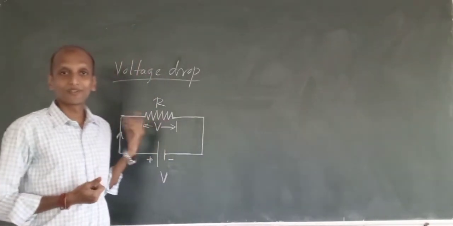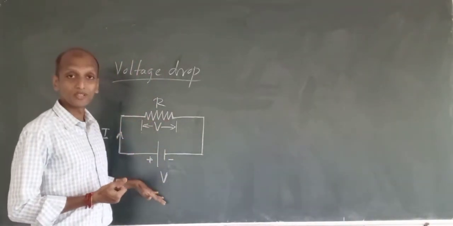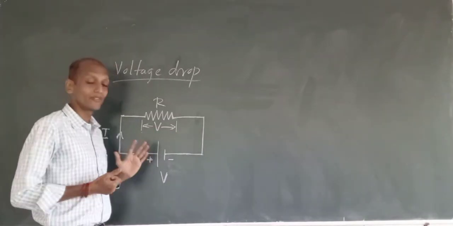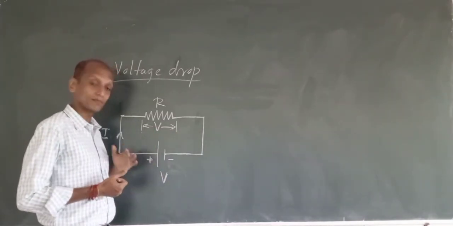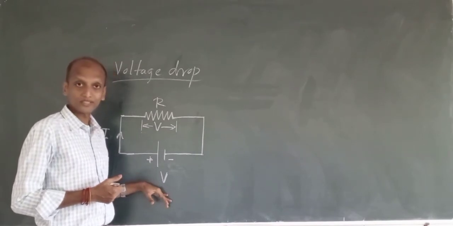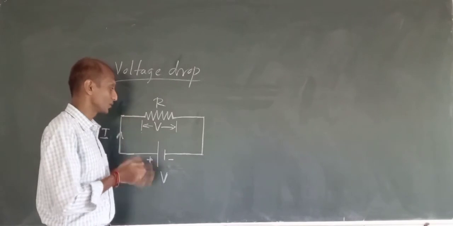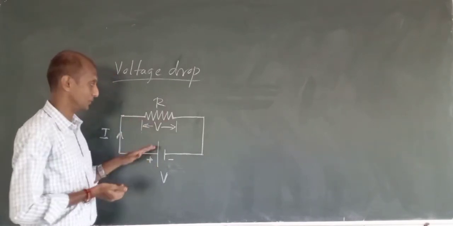Students, in our previous classes we have discussed voltage, current and resistance, isn't it? So now we will see what happens when we apply a certain voltage across a resistor. Okay, so here I have drawn a circuit.